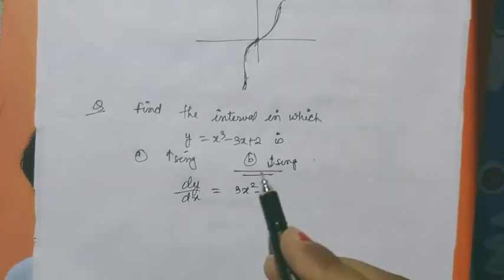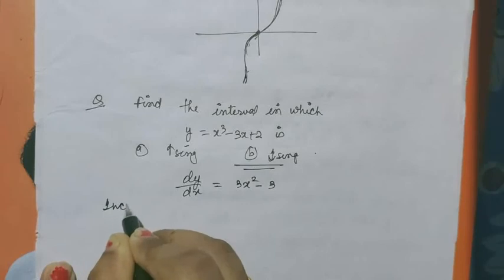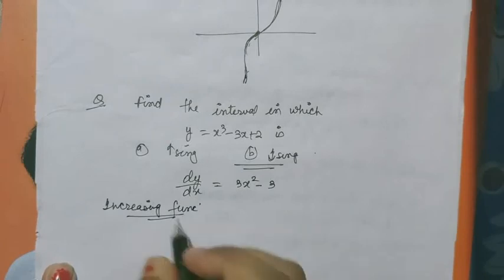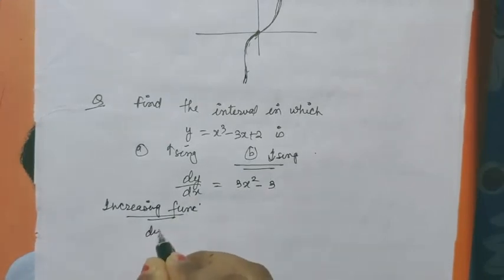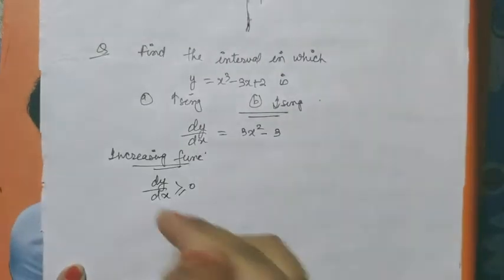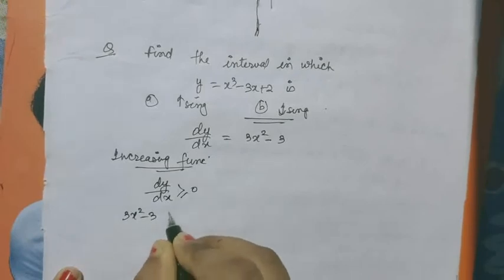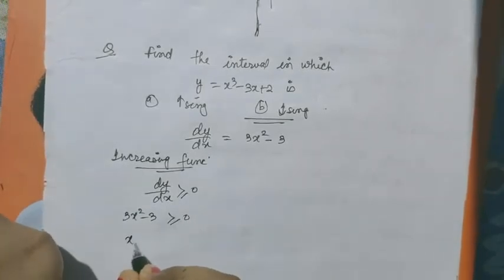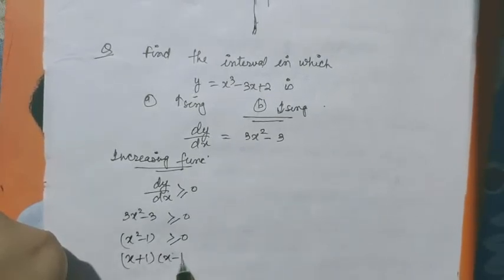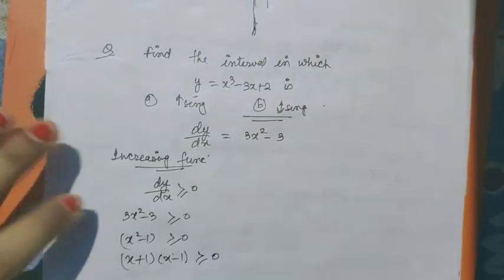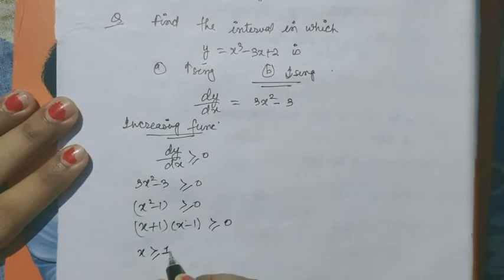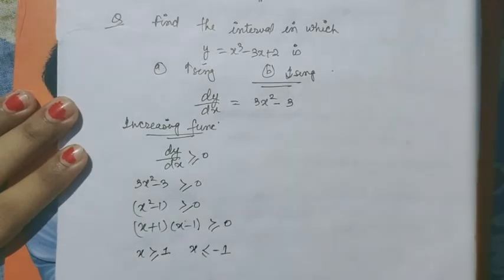Okay, so for an increasing function, what is the condition? That dy by dx should be greater than or equal to 0, meaning 3x square minus 3 should be greater than or equal to 0, x square minus 1 greater than or equal to 0, (x plus 1)(x minus 1) should be greater than or equal to 0. You can write it as x is greater than or equal to 1 and x is less than or equal to minus 1.